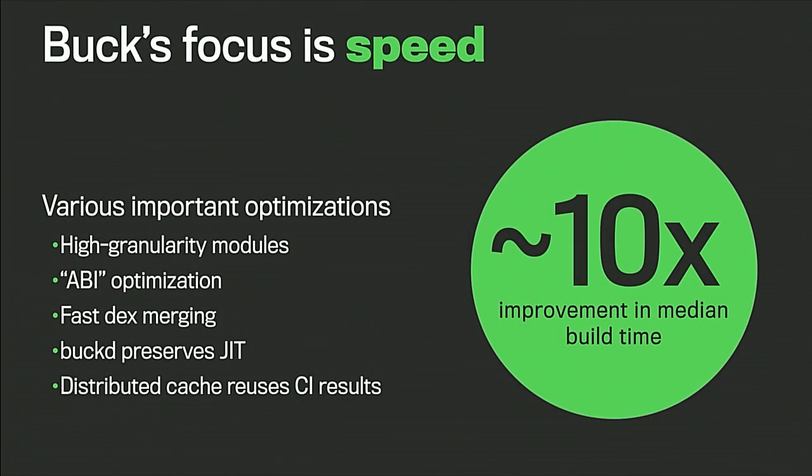The last major optimization in this first generation is a distributed cache. So we have these high granularity modules that are always being built by our continuous integration server, and it uploads those results to a distributed cache. And then individual developers, when they do their builds, they don't have to rebuild all that stuff from scratch. They just pull down those cached results.